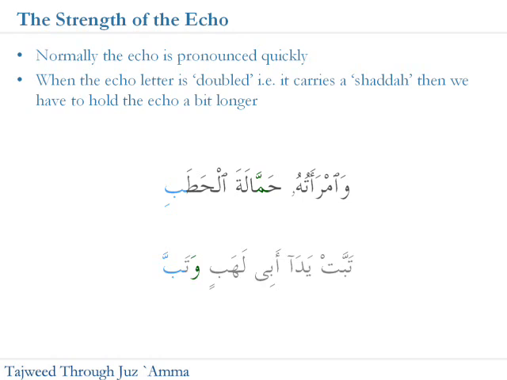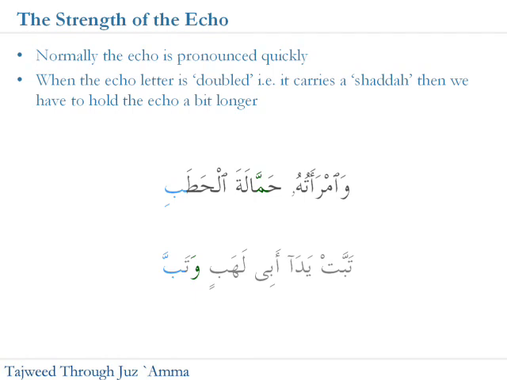Okay, so nice and short, just enough to do the echo without introducing a fatha. Now with the next example, we've got a shadda on the ba. So same ba, stopping again, but listen to the difference. Tabbat yada abi lahabin wa tab.